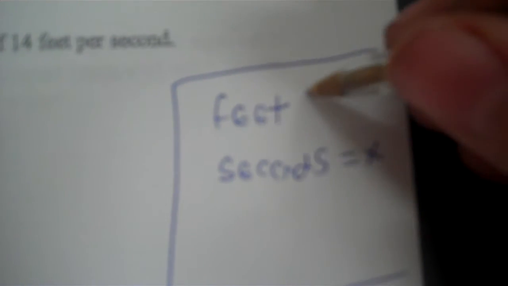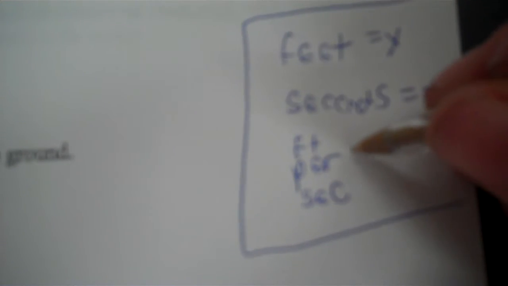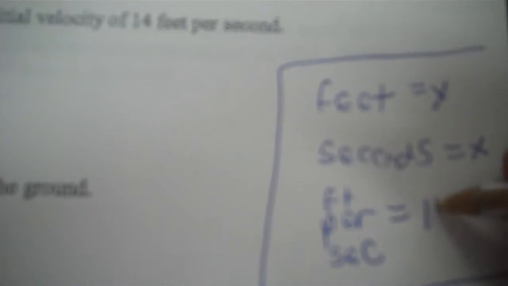Okay, Shelby, here's your assignment. It says a dog leaps in the air to catch a frisbee with a velocity of 14 feet per second. First off, it wants to know how many seconds until the dog lands on the ground. So your two units today are always going to be feet and seconds. Seconds is x, feet is y. So per feet per second, and the feet per second is 14.